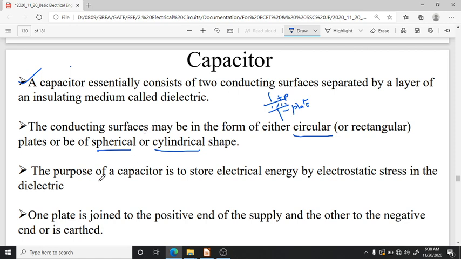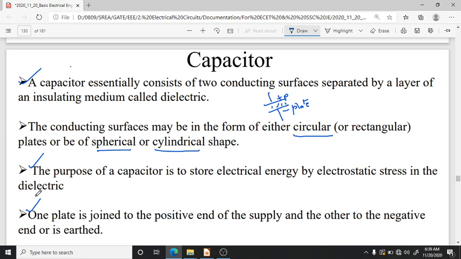The purpose of the capacitor is to store electrical energy by electrostatic stress in the dielectric, as I said. Due to the electrostatic field, some energy will be stored in the dielectric between the two plates. One plate is joined to the positive end of the supply and the other plate is joined to the negative end of the supply or earthed.